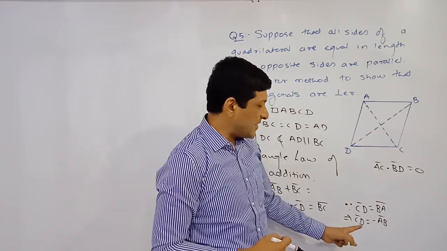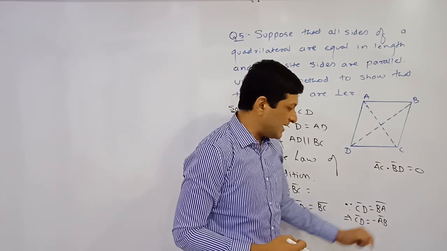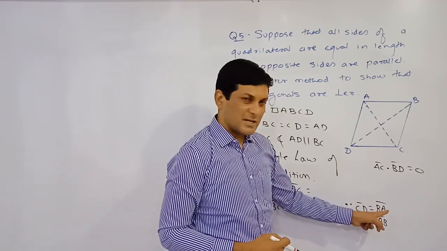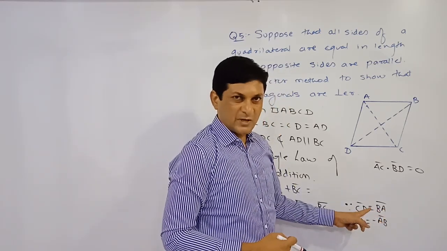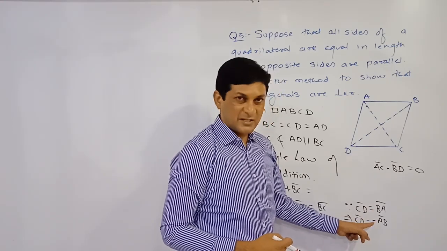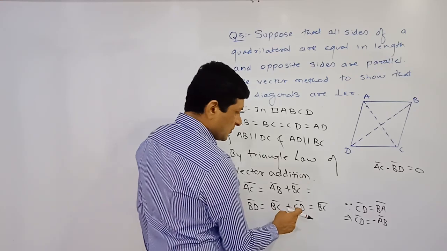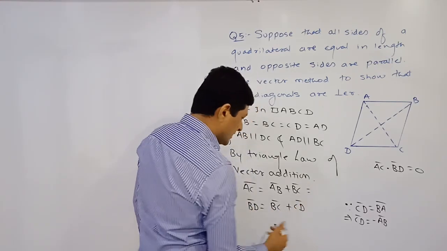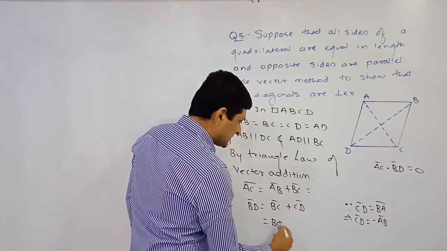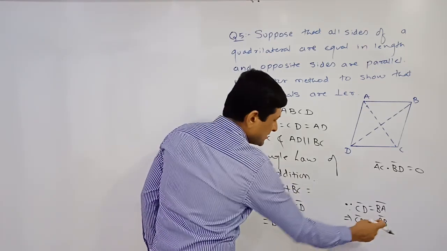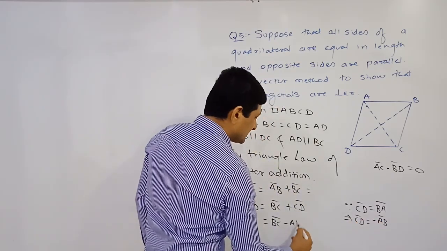So this BA bar can be replaced by minus AB bar. What value of CD bar have we got here? Minus AB bar. We are just converting BA bar into AB bar, so for that purpose we have to give a minus, to show that directions are opposite. So BD bar will be equal to BC bar, keep it as it is, and CD bar can be replaced by minus AB bar.